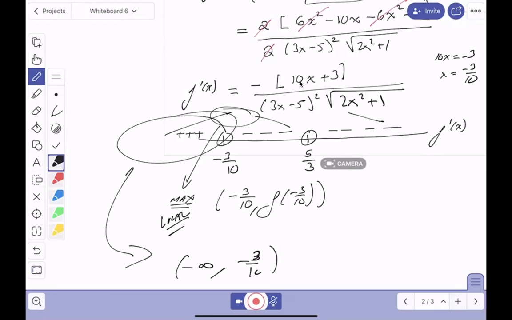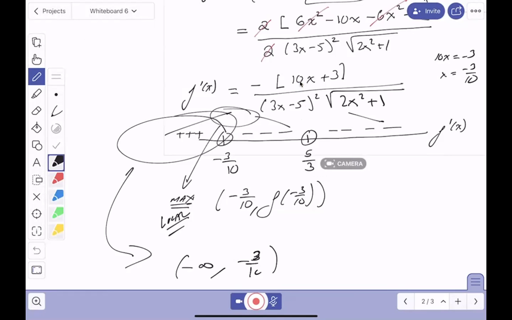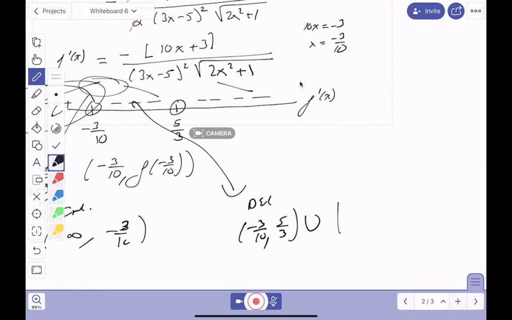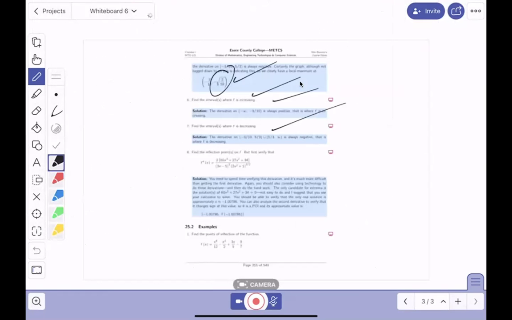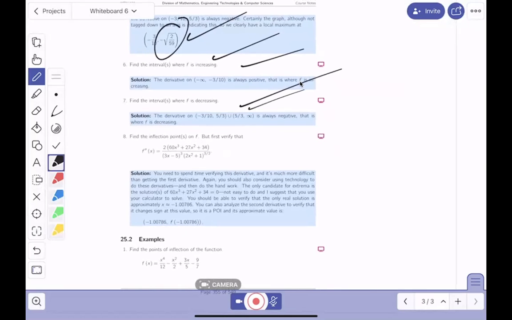All right. So let's go to the next page. I got this one over here. Where's it decreasing? Well, let me go back over here. It's decreasing here. By the way, this is increasing. It's decreasing where? -3/10 up to 5/3, union 5/3 to infinity. Let's take a look, see what they put down. Yep, seeing that right there. We're doing it right.